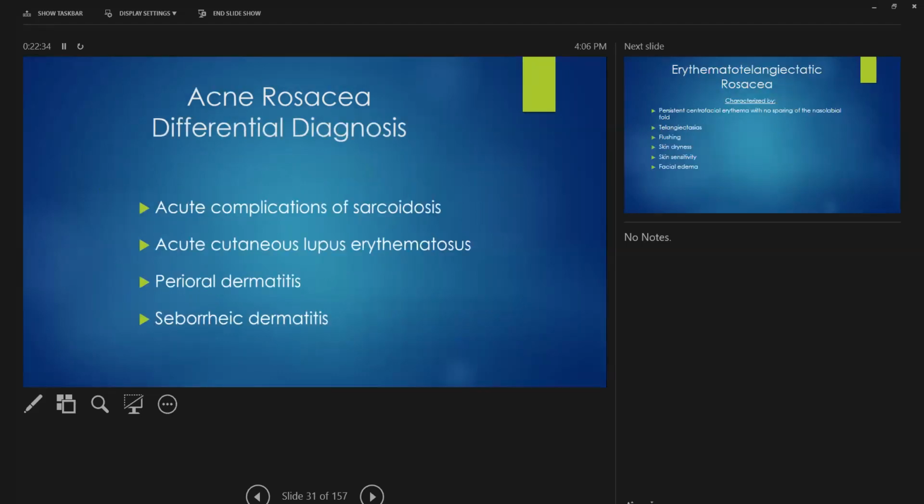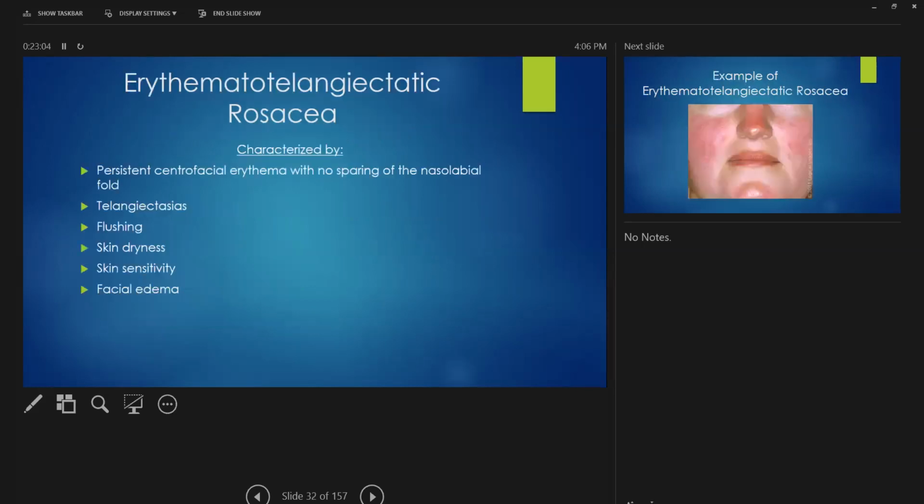So to diagnose this, we want to start thinking of some differentials as well. We don't always just want to jump to rosacea. So it could be an acute complication if the patient has sarcoidosis. It could also be lupus with that butterfly rash. There could be like a perioral dermatitis going on, or a seborrheic dermatitis. So those are all things that we want to keep in mind, and we don't just want to jump straight to rosacea.